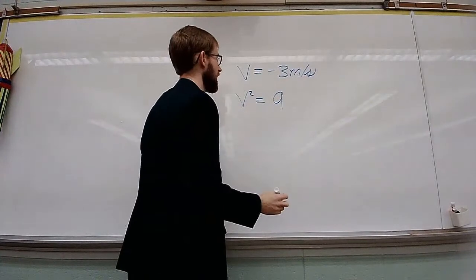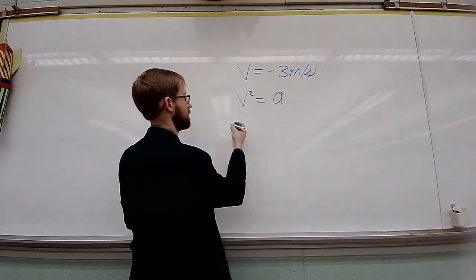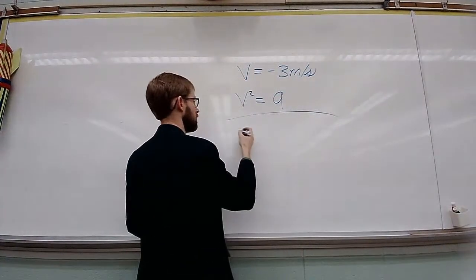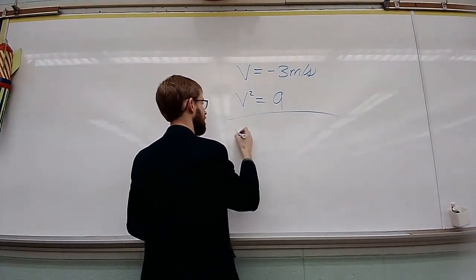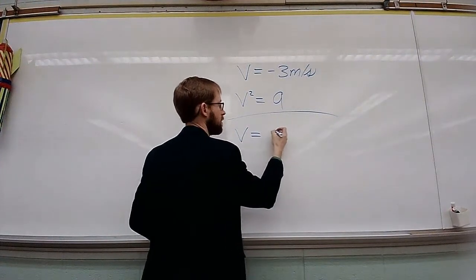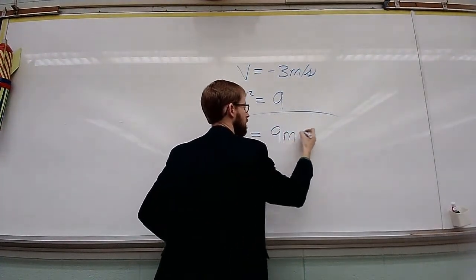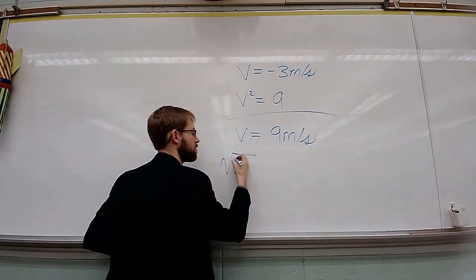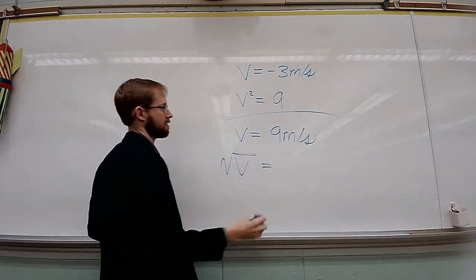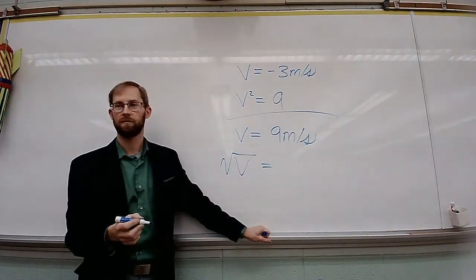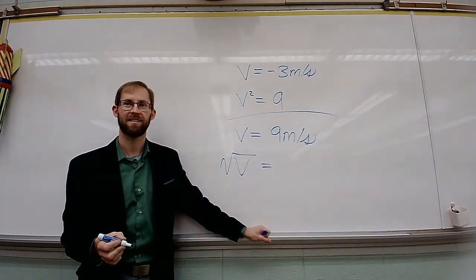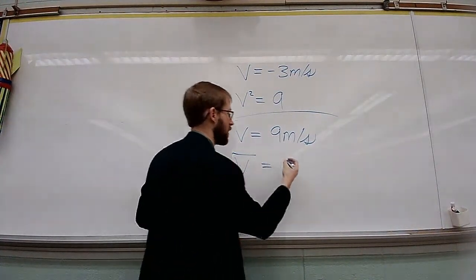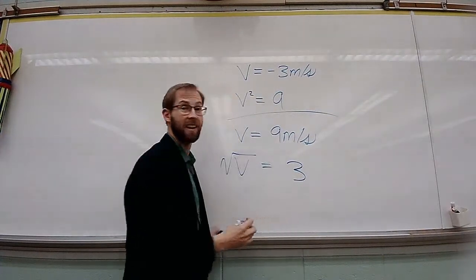Now let's say I get to the point where I have maybe a velocity squared equal to 9. What if I take the square root of that? What do I get? Sorry, I didn't hear you. 3? 3 is one of the answers. -3. Yeah, exactly.